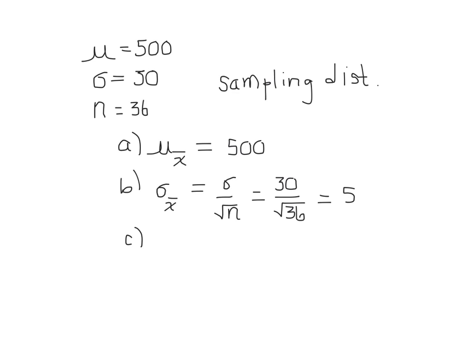And then finally in C, what shape would you expect this distribution of all these sample means to have? Well, according to the central limit theorem, regardless of the shape of the population distribution, when n is large, and that means greater than or equal to 30, the sampling distribution will be approximately normal. In this case, our sample size is greater than 30, therefore the distribution of our sample means will be approximately normal.